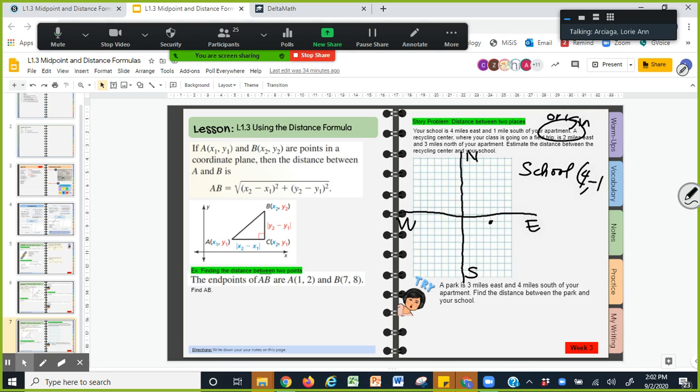So 4, negative 1. Then a recycling center, which your class is going on a field trip to, is 2 miles east, so 1, 2, and then 3 miles north. 1, 2, 3. There you go. So the recycling center is 2 miles east, 3 miles north. So now estimate the distance between the recycling center and your school.